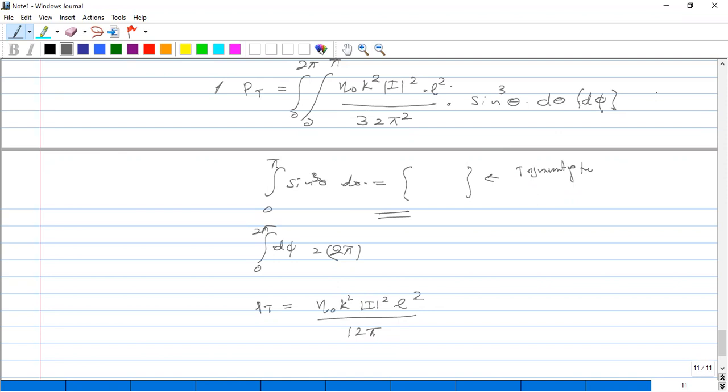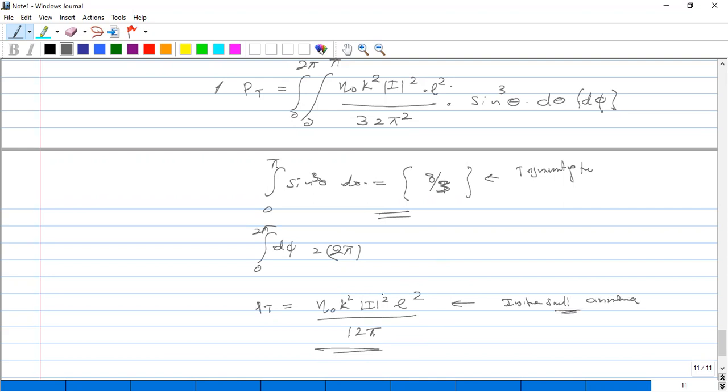Then the π and this π cancel out. Actually, this value you will get 4/3. I think 4/3. As I can remember, this is 4/3. So you can evaluate this. Try to do this one. Then you will get this answer finally for the total power due to an infinite small antenna.